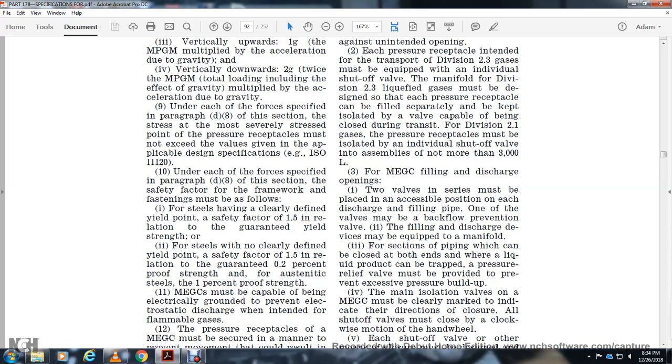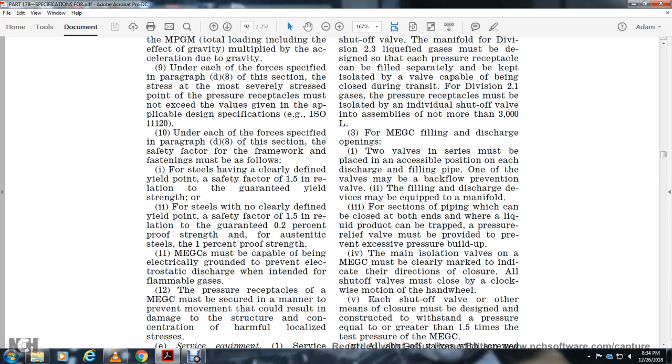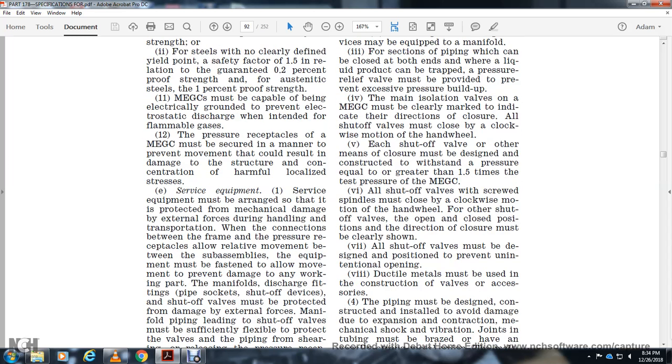The MEGC must be capable of being electrically grounded to prevent electrical discharge when intended for flammable gas. Pressure receptacles of the MEGC must be secured in a manner that prevents movement that could result in damage to the structure or harmful local stress concentration.